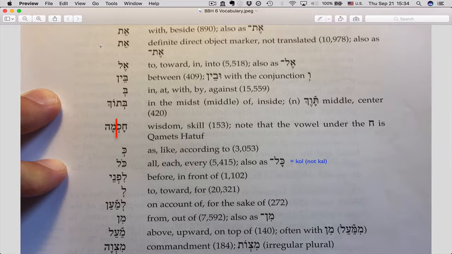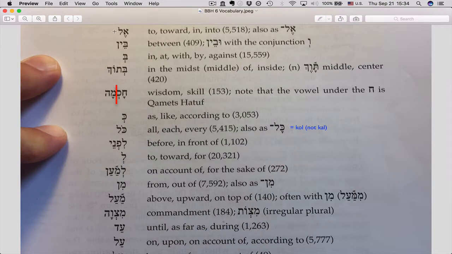Bereshit, in the beginning, bara, Elohim, God made, et hashamayim, ve'et haaretz. God made just the heavens and the earth, but we use this word to say, get ready, here's the direct definite object.